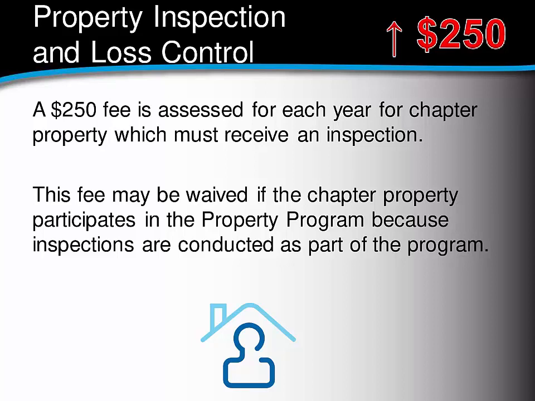Properties will also be assessed a $250 fee to cover the cost of a property inspection every other year. However, chapters already participating in the National Property Program will have this fee waived since they are already receiving an inspection as part of their participation, and the information is easily shared with the fraternity.